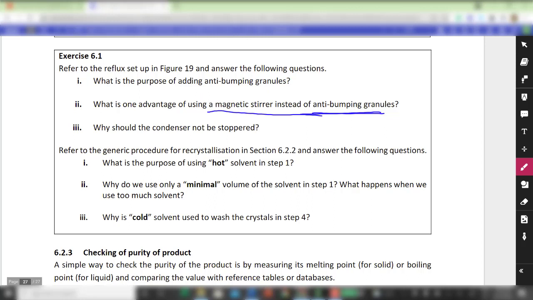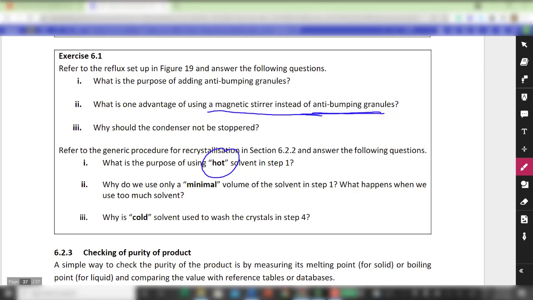Then for the general procedure for recrystallization, answer the following questions. The purpose of the hot solvent is to allow more of the compound to be dissolved at a higher temperature, and to produce the so-called supersaturated solution. If you elevate the temperature to, let's say, 80 to 90 degrees Celsius, more of it can be dissolved, so that after you slowly cool it down to room temperature, your compound hopefully will have time to crystallize out nicely. So we call this recrystallizing out nicely, so that you can get nice crystals.